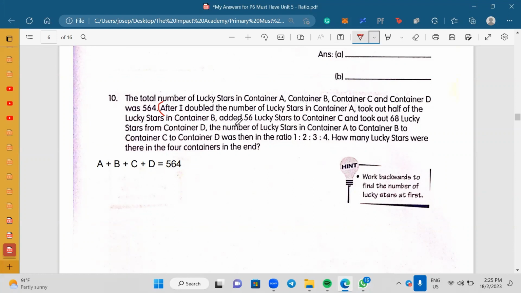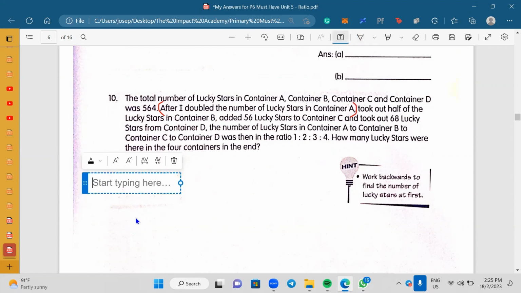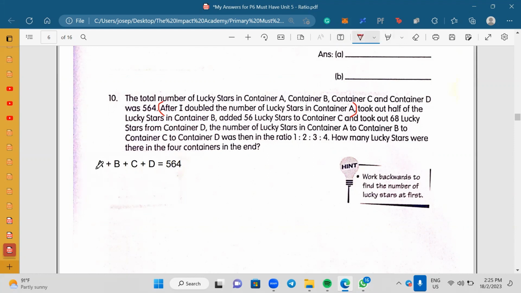Understand? After he doubled the number of lucky stars in container A, so what did he do? He times 2 to A, right? Okay, so maybe you can write down over here. So he doubled, so you times 2 to this. And then after what happens? Took out half. So basically it's divided by 2. Agree so far? Added 56, so plus 56. You all understand so far? And took out 68, minus 68.